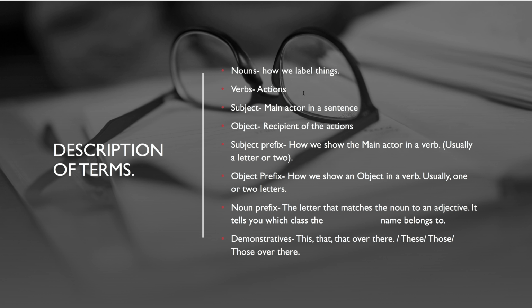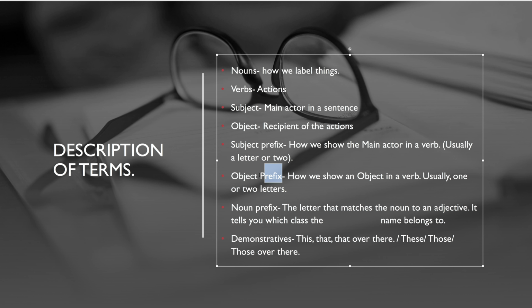Verbs, these are simply actions in any sentence. Subject, this is the main actor in a sentence, the person or the thing that is carrying out the action in the sentence. Object, if there's a recipient in that action, then you're going to be labeling that as an object. So English usually doesn't require subject prefixes and object infixes. Actually need to change that to an infix. Prefix because it comes in front of a word, and infix because it comes inside a word.